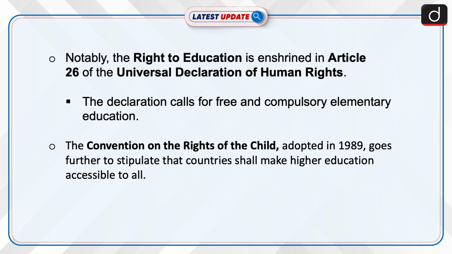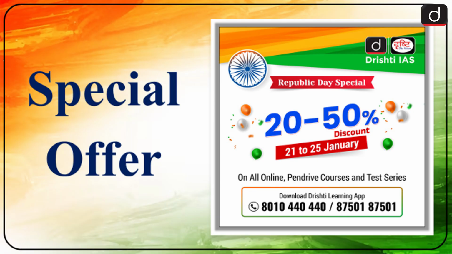Notably, the right to education is enshrined in Article 26 of the Universal Declaration of Human Rights. The declaration calls for free and compulsory elementary education. The Convention on the Rights of the Child, adopted in 1989, goes further to stipulate that countries shall make higher education accessible to all.